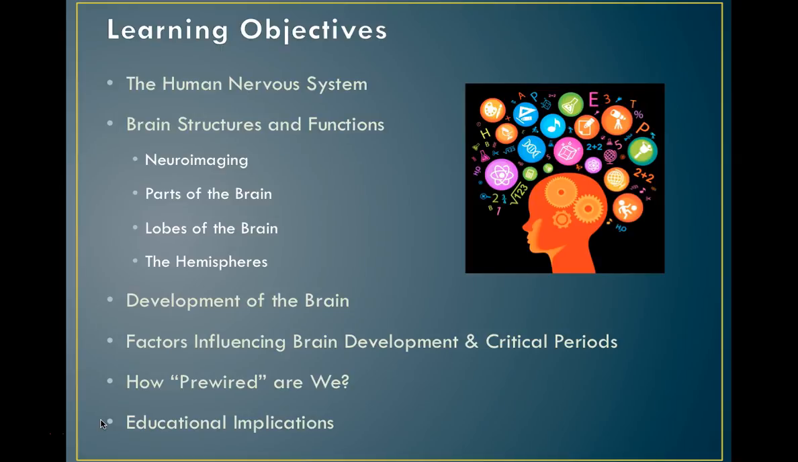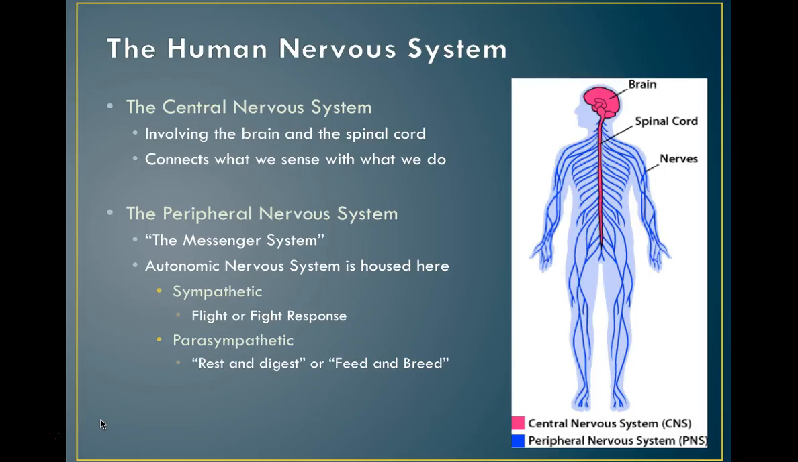Parts of the brain, we'll talk about lobes of the brain, the hemispheres, and then we'll get into talking about development of the brain and factors that influence that brain development. We'll kind of wrap up the lecture by talking about how pre-wired we are and maybe even get into some educational implications.